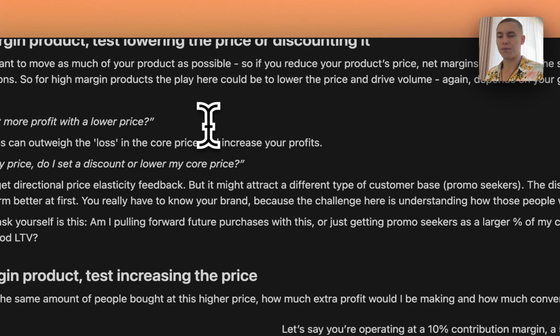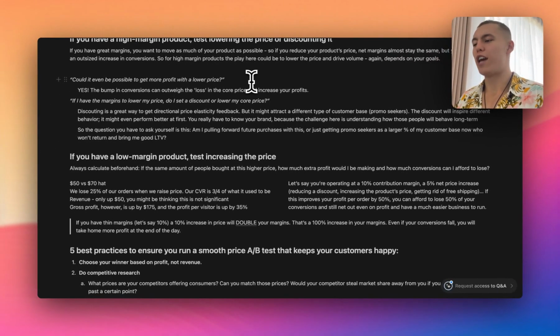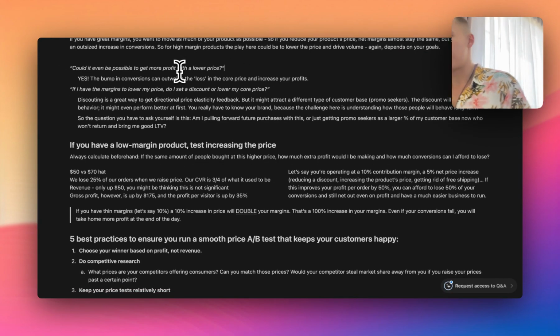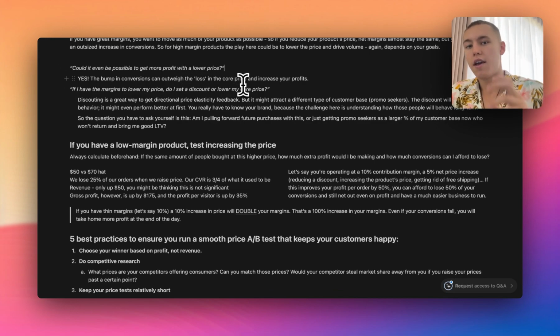Question from you: could it even be possible to get more profit with a lower price? And yes, the answer is yes. The bump in conversions can outweigh the loss in the core price and increase profits overall. And you might not even see much on the dashboard. As I said, you might see revenue at the same level or just a little higher, and think to yourself, well, that's not too much.